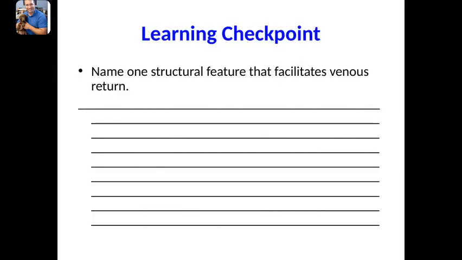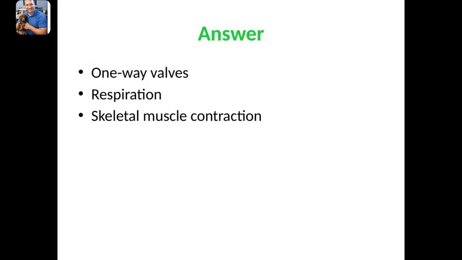Name one structural feature that facilitates venous return. One-way valves. Also, respiration, just breathing properly, can help us return our blood and complete our cardiac circulation.